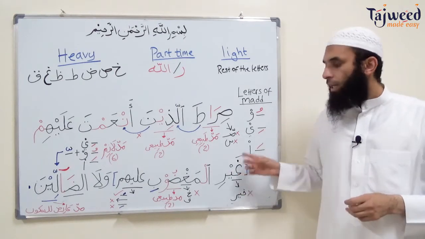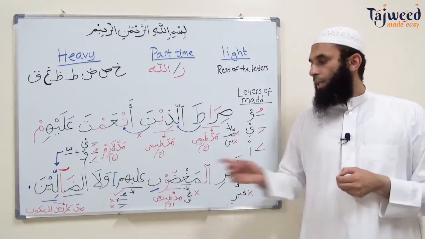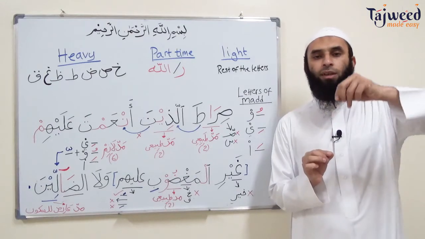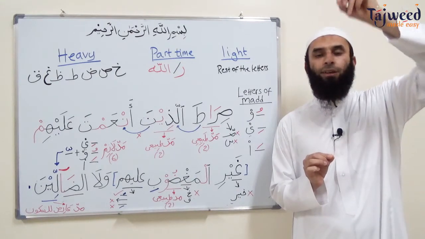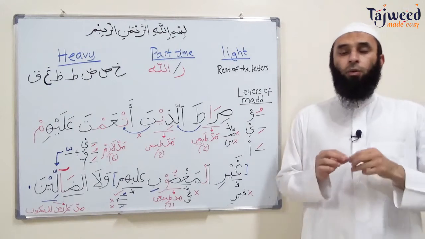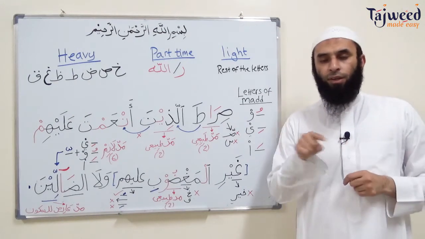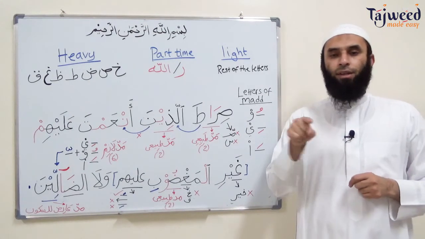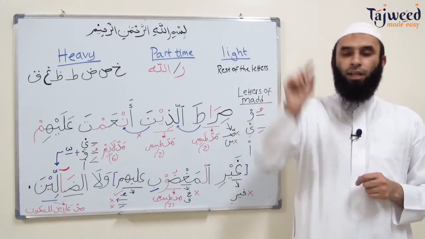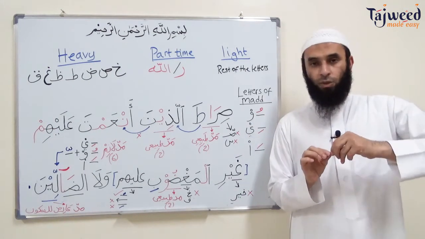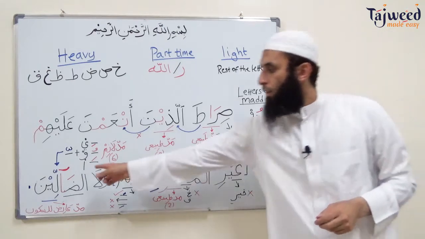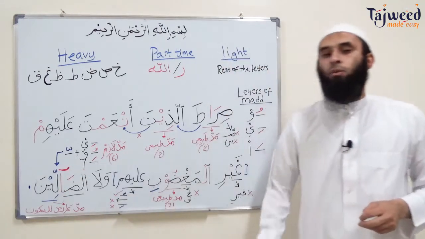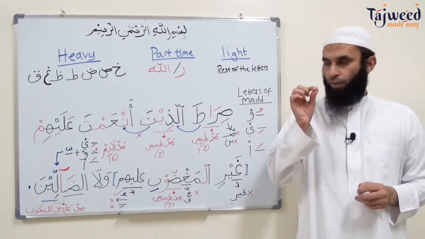غَيْرِ الْمَغْضُوبِ عَلَيْهِمْ وَلَا الضَّالِّينَ. And not وَلَا الضَّالِّينَ. No, we cannot do that, okay? So straight line. And here, when we go to the lam, we should do a little jump with our sound.